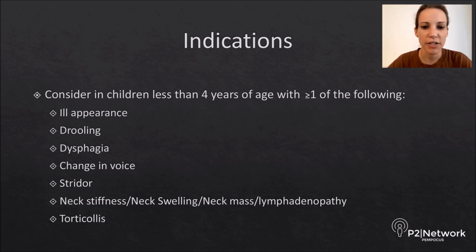As you probably know, RPAs are most common in children less than 4 years old, and most often will present with one of the following symptoms that you can see here listed on this page. So the child is often ill-appearing, they may have drooling, they may have a report of difficulty swallowing or a change in voice, classically a muffled voice. They may have stridor or present with some degree of neck stiffness, swelling, a mass, or lymphadenopathy that you can see on exam, or torticollis reported by the parent. Any of these symptoms that you see, you should consider the diagnosis in the appropriate population.